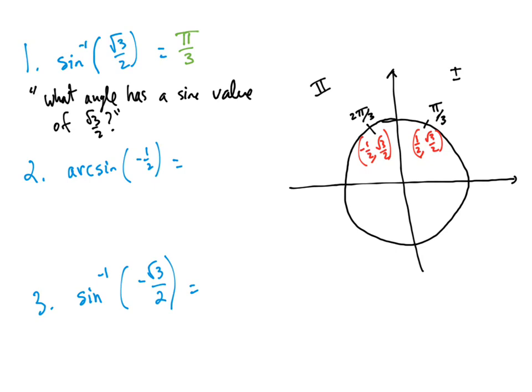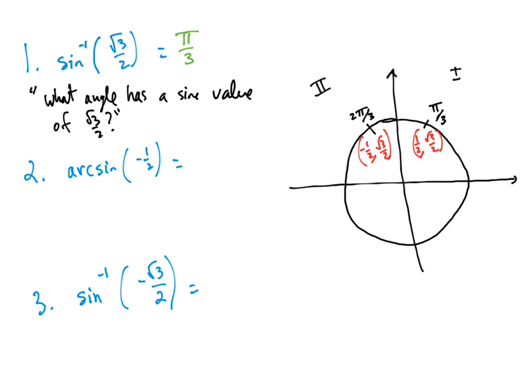So this is going to be pi over 3. Number 2, let's go back to number 1. We only want to give one angle value here. We must only give pi over 3. We don't give both of those angles because a function, when we have an input into a function, should only give a single output.